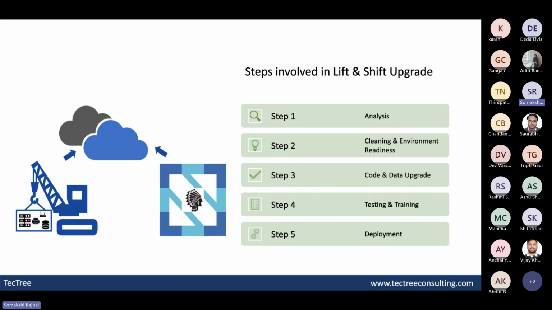So what are the steps involved in the lift and shift upgrade method? First is analyzing the modules which are there in AX 2012, and then cleaning and environment readiness. So cleaning the dump code or dump data which is available in Microsoft AX. Microsoft has provided a lot of tools for cleaning your dump data or dump code. So that will be there, and the development environments will get ready.